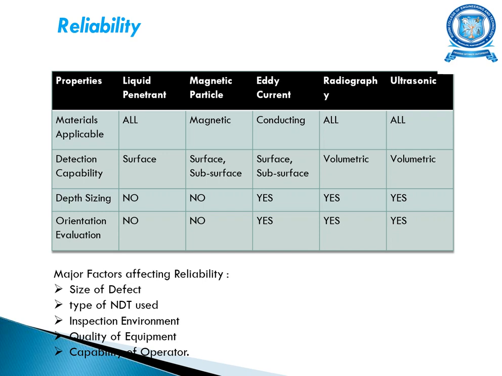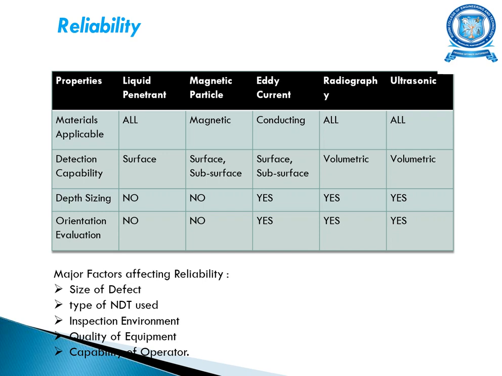And for depth sizing, for liquid penetrant and magnetic particle testing, you cannot find out the depth of the crack which is present inside the test specimen, whereas in eddy current, radiography and ultrasonic testing, you can find out the internal cracks and the depth at which the crack is located. And orientation evaluation for liquid penetrant and magnetic particle testing is not applicable, but in eddy current, radiography and ultrasonic testing, orientation evaluation is applicable.